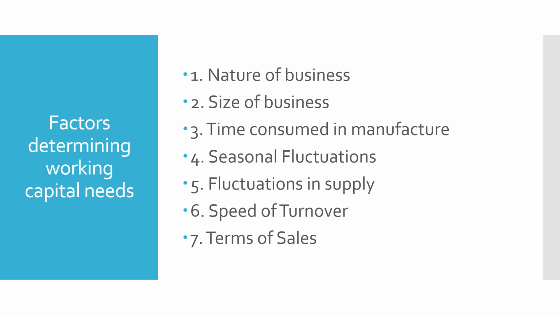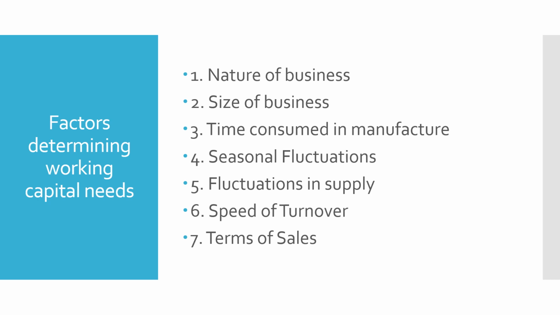And the fourth one is seasonal fluctuations. A number of industries manufacture and sell goods only during certain seasons. For example, the sugar industry produces sugar particularly between December and April. Their working capital requirement will be higher during this season. It is reduced as the sales are made and cash is realized. Then the next is fluctuations in supply.